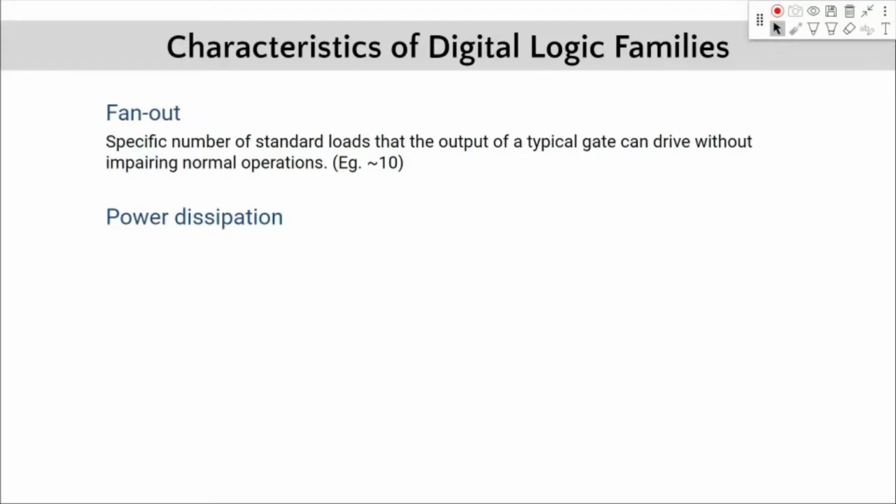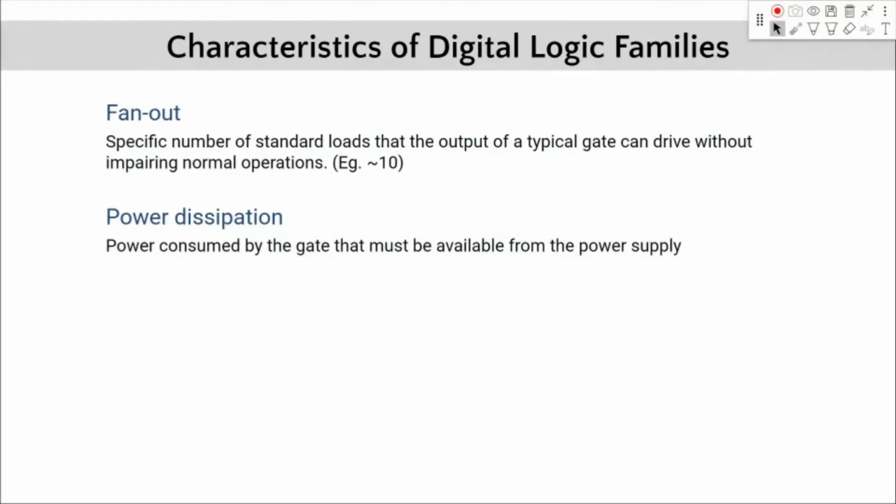Next is power dissipation. This you understand, obviously: how much power will be consumed by the gate, and that should be available from the power supply. Of course, in an ideal gate, we would want the power dissipation to be as low as possible.